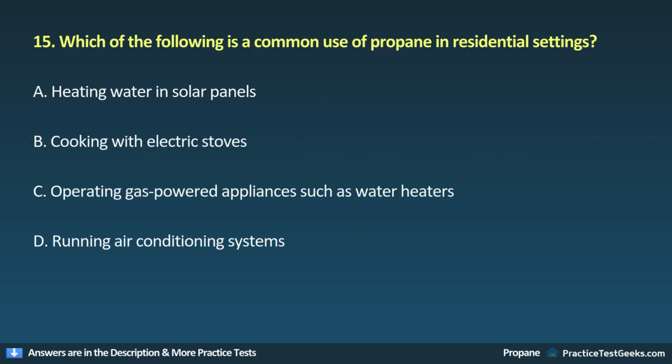15. Which of the following is a common use of propane in residential settings? A. Heating water in solar panels. B. Cooking with electric stoves. C. Operating gas-powered appliances such as water heaters. D. Running air conditioning systems.